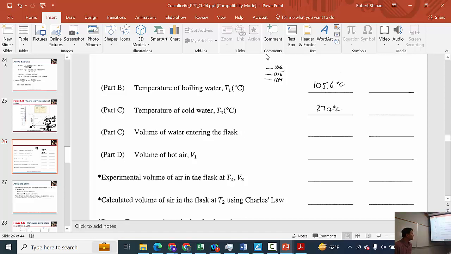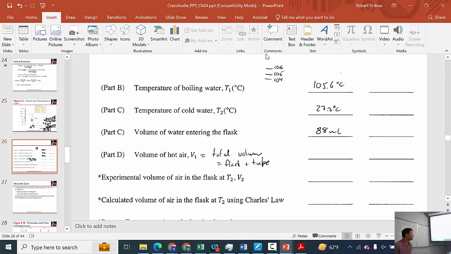Okay, what was the volume of water entering the flask? How many? 88 milliliters. Okay, that's okay. Here we can only be as precise to the nearest milliliter. Okay, what was the volume of the hot air? The volume of the hot air is equal to the total volume, which equals the flask plus the tube. Remember the tube? The glass tube? Yeah. We need the volume of that.